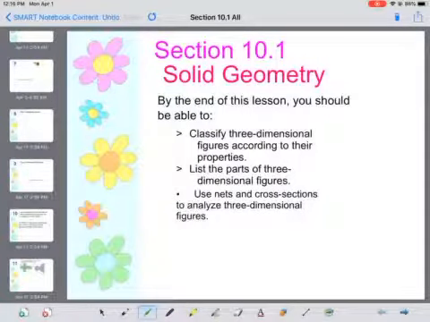Today we're going to start chapter 10, Solid Geometry. So this chapter is all about 3D figures. By the end of today's lesson, you should be able to classify three-dimensional figures according to their properties, list the parts of those figures, and use nets and cross-sections to analyze three-dimensional figures.